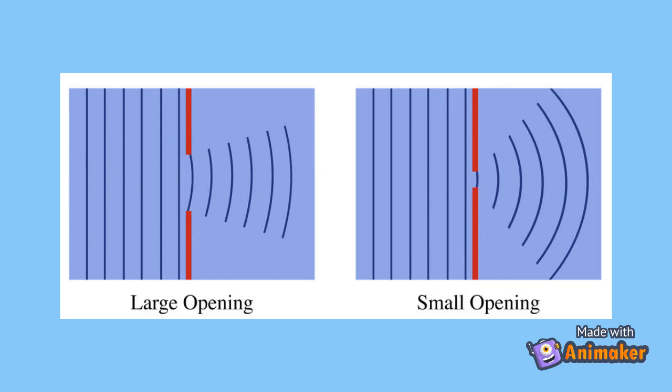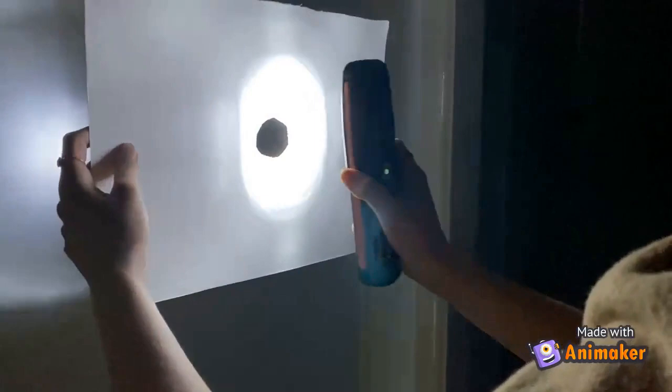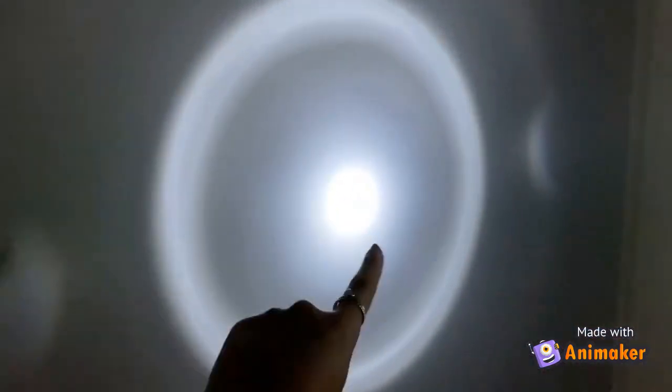Now, let's do a quick experiment to see how all the information we just learned applies to our topic. Let's see what happens when we shine a torch through a circular hole. Do you see the patterns on the wall? We can see the bright spot in the middle, then the circles getting lighter.